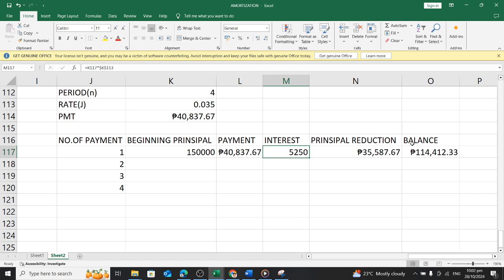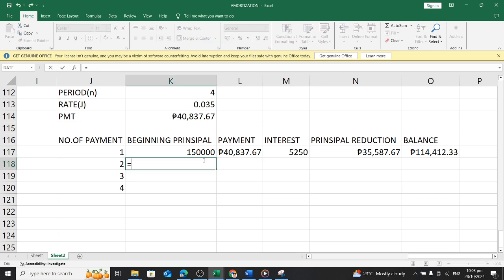Okay. Now, after that, atong balance will become our new beginning principal. So, you click that balance. Okay? So what is our payment? Very simple na lang. Just click that payment. No need to write dollar signs kay nabutangan ko naman.